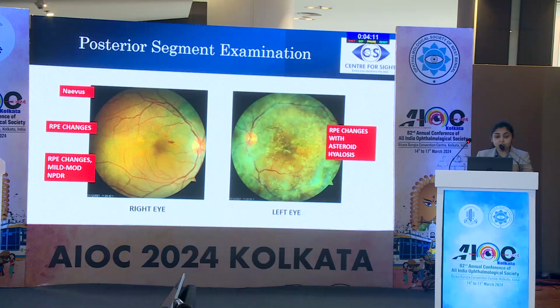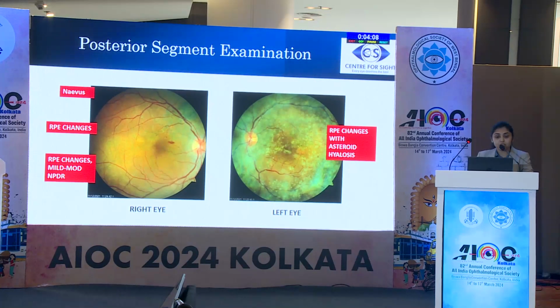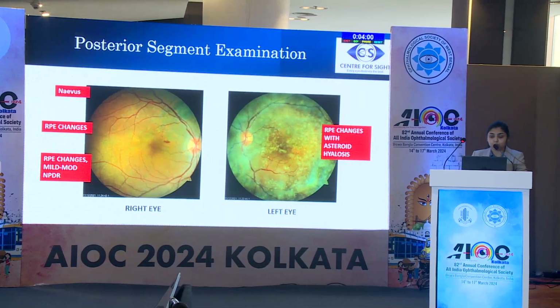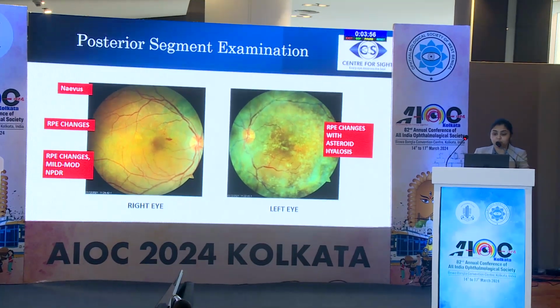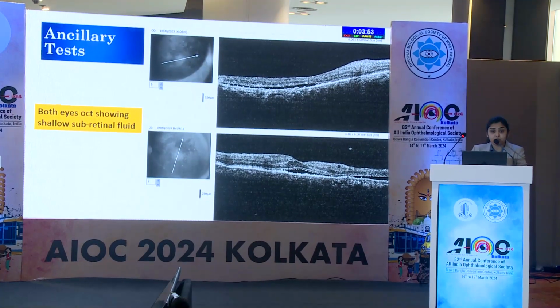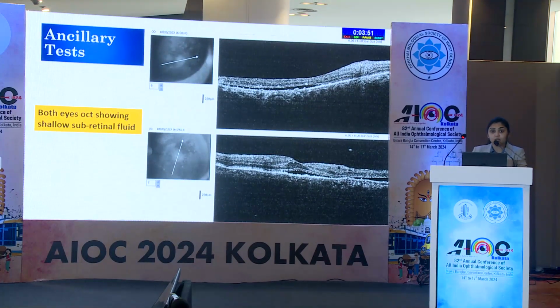In the posterior segment, the fundus of the right eye showed significant RPE changes at the posterior pole, along with some mild to moderate changes of diabetic retinopathy. In the left eye, the media was quite hazy due to asteroid hyalosis, but we could still detect some RPE changes at the posterior pole itself. OCT showed in both eyes shallow SRF, suggestive of chronic CSR, along with loss of the ISOS junction.